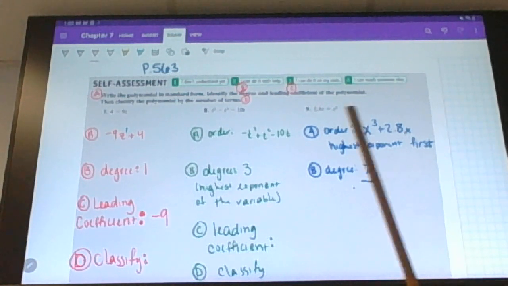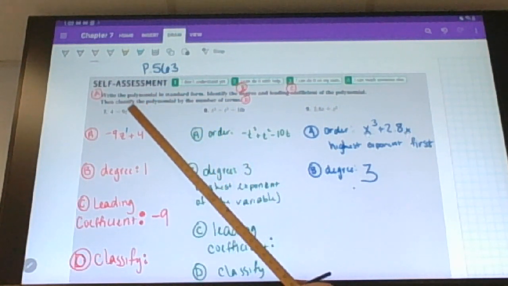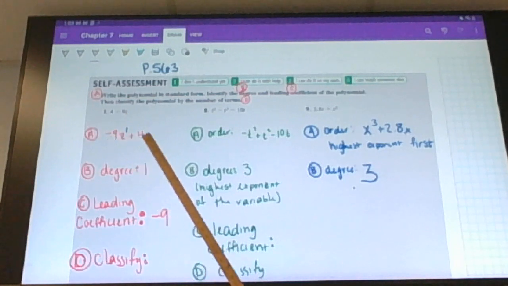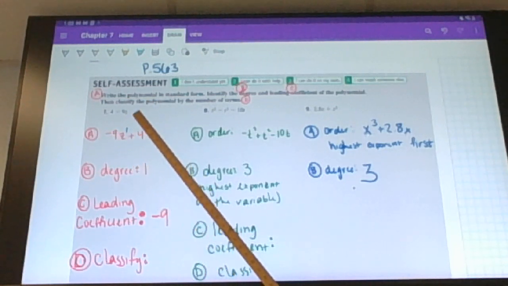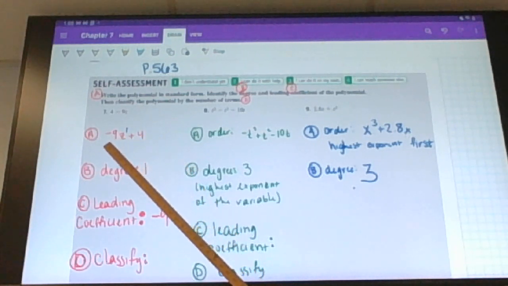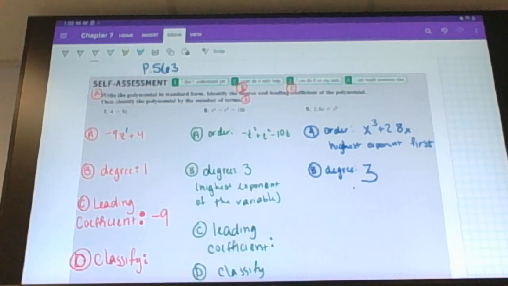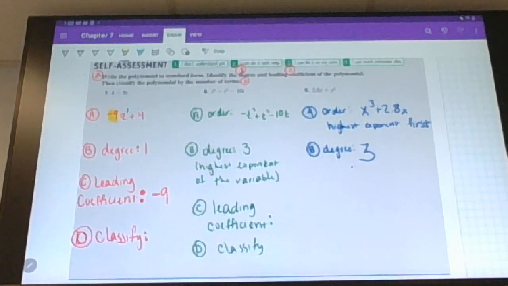You don't look at the problem. You look at when you put it in order. Look at the one in order. Don't look at the way they typed it. They typed it wrong on purpose. You look at yours. In yours, the leading coefficient is -9. And the classification is by the number of terms, since there's two of them. This is called a binomial.